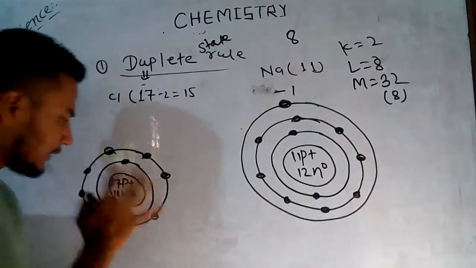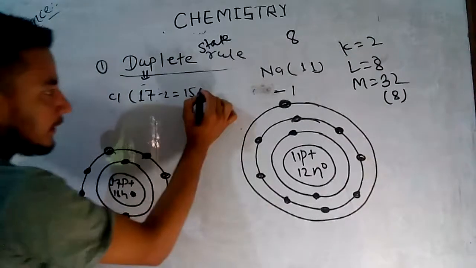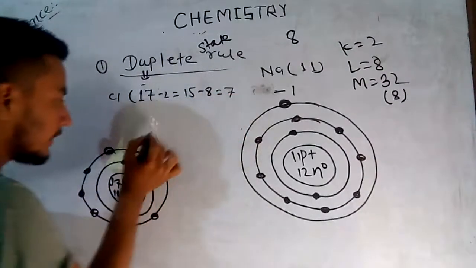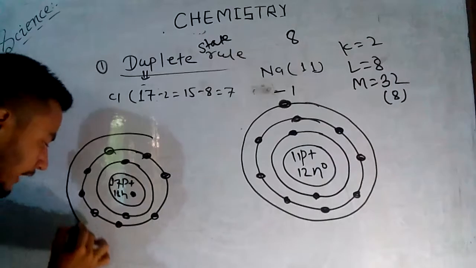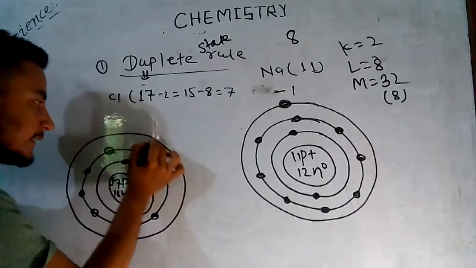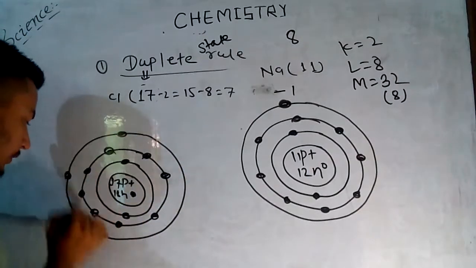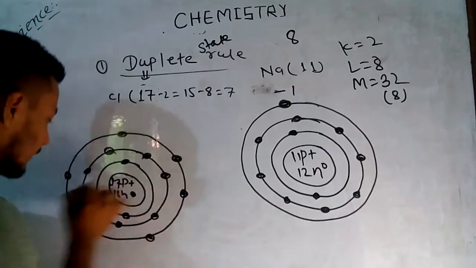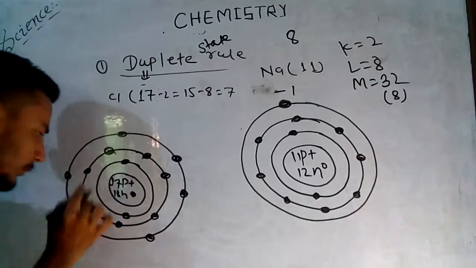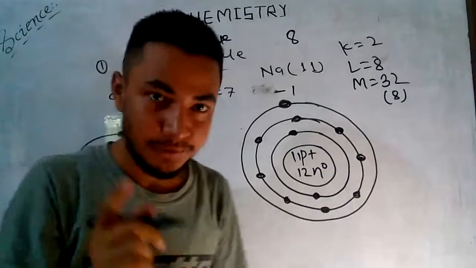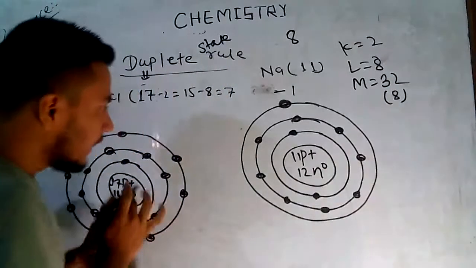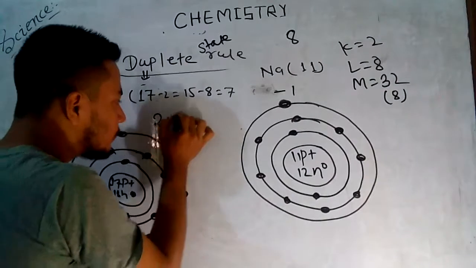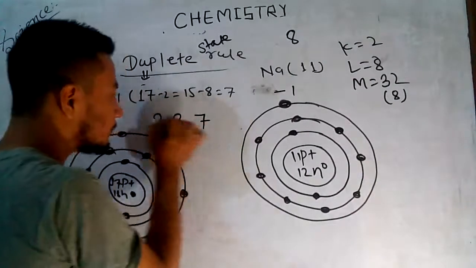Here, if we subtract 8, it becomes 7. So in the last shell, how many electrons can we put? 7 electrons. 1, 2, 3, 4, 5, 6, 7. So now the question comes in your mind. Listen here. In chlorine, the electronic configuration is 2, 8, 7.